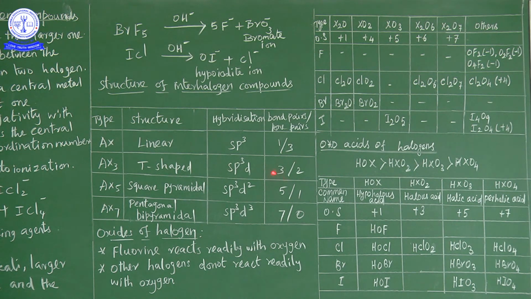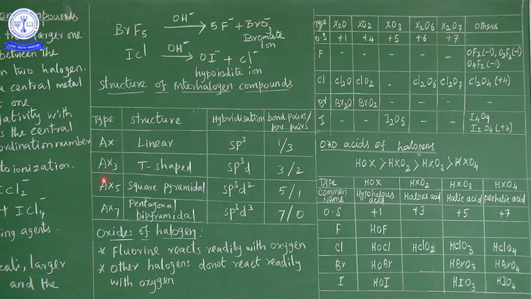sp3d. So sp3 means how many bond pairs are present? 3 bond pairs and the number of lone pairs is 2. We can take the number of bond pairs from the number of combining halogens. With the central atom, how many halogens are combined? In AX, only one X is combined, so only 1 bond pair. For AX3, 3 other halogens are bonded to the A, so 3 bond pairs.